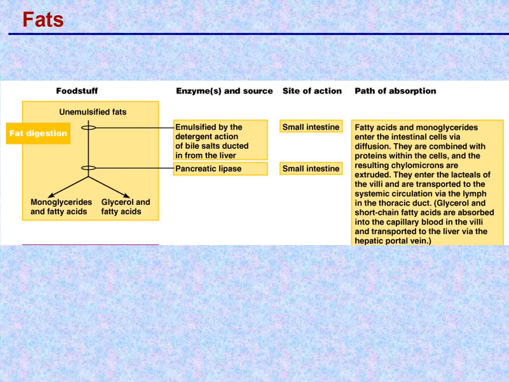So here is the food stuff. And this is the enzyme that acts on it, and the source of the enzyme, the site of where the action is occurring, and the path of absorption, which in the case of fats is a little more complicated than with amino acids from proteins or monosaccharides from polysaccharides.